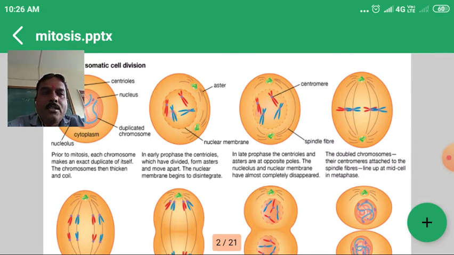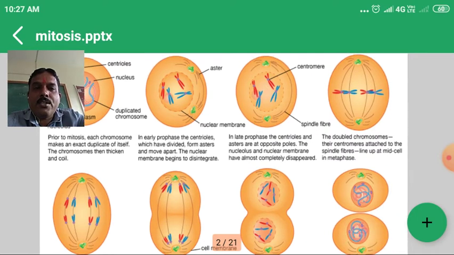In the next stage, metaphase, the important event is spindle formation. Spindle fiber formation means thread-like structures are developed, and the centromeres are attached to these thread-like structures. In the metaphase figure we can observe these thread-like structures formed.